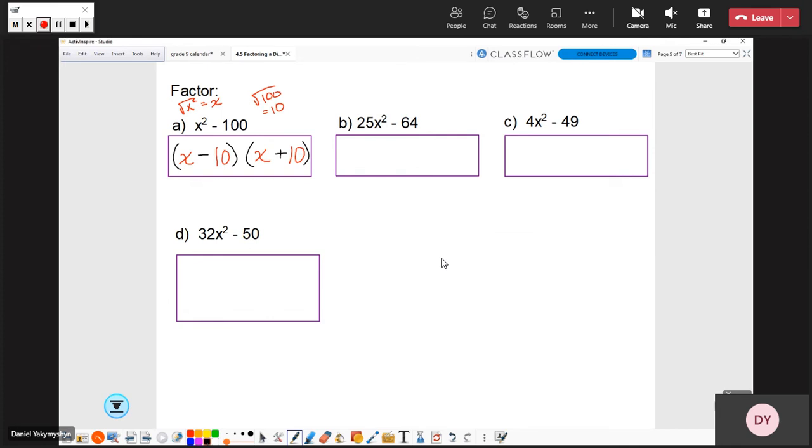Okay. How about B? We see it's a binomial, it's separated by subtraction. So we think, okay, what's the square root of 25x squared? I think that's just going to be 5x. And then the square root of 64, we know is 8. So when we set up our answer, forgot my equal sign. When we set up our answer here, we're going to have 2 brackets, 1 with a minus, 1 with a plus. First term is going to be 5x. Second term is going to be 8.